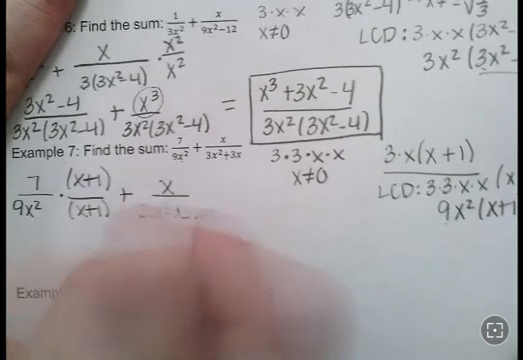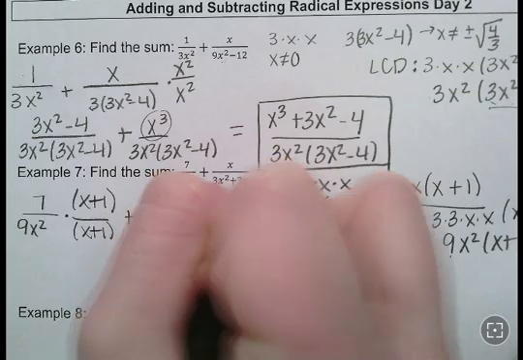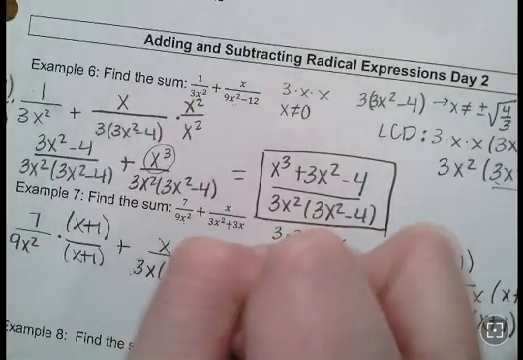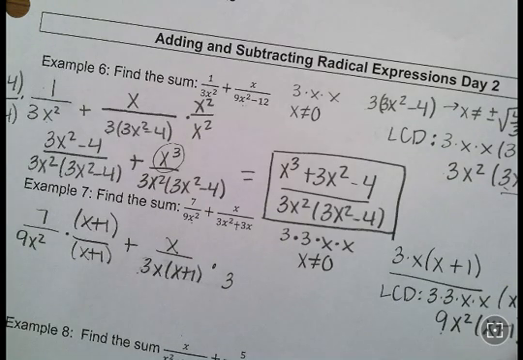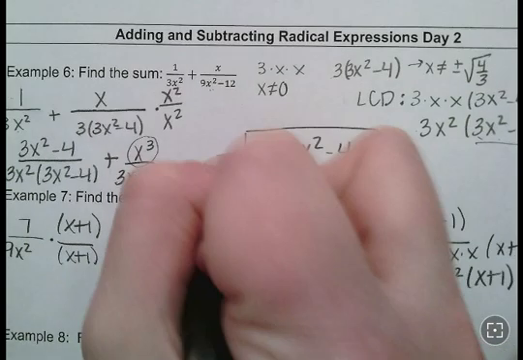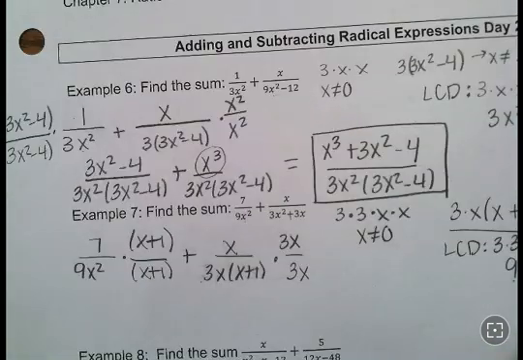I would highly encourage you to write the factored form of 3x times x plus 1. So we have a 3, we need to get to 9, so that means we need a 3. We need to get to x squared, we only have one x, so you need an x, but we've got the x plus 1. So that means we multiply those two. And now we just clean it up.